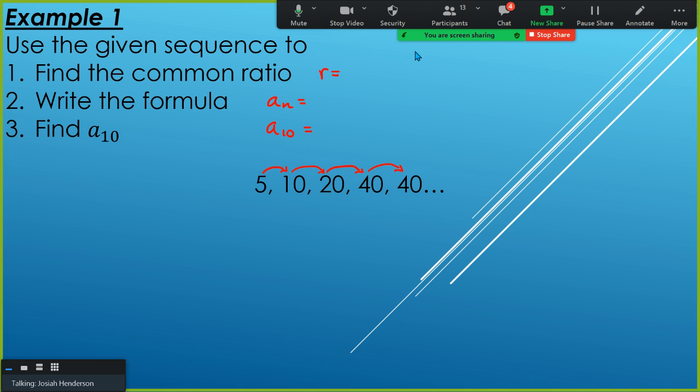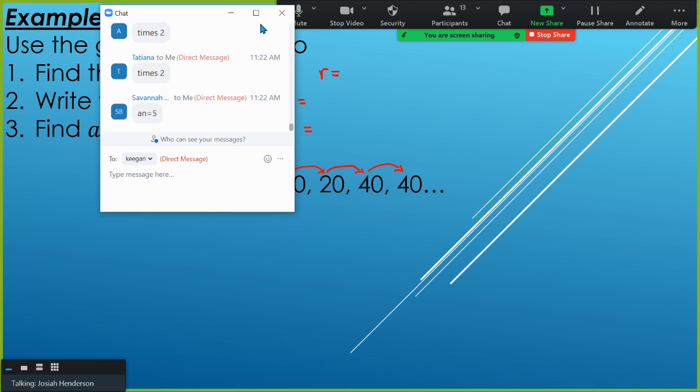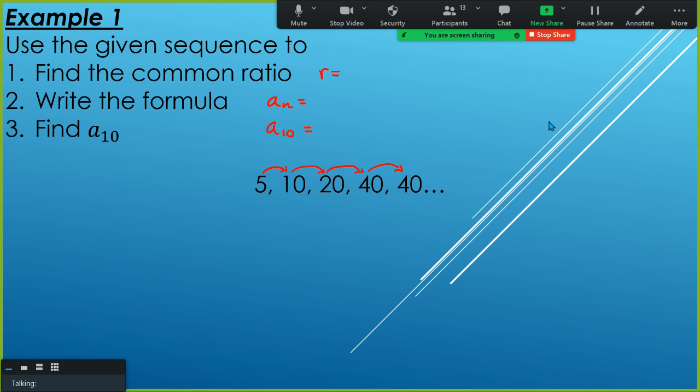4 messages in the chat. Let me check on you guys. Awesome. Savannah, Tatiana, Anaya, and Tira, you wanted to say it out loud? Go for it. What do you got?